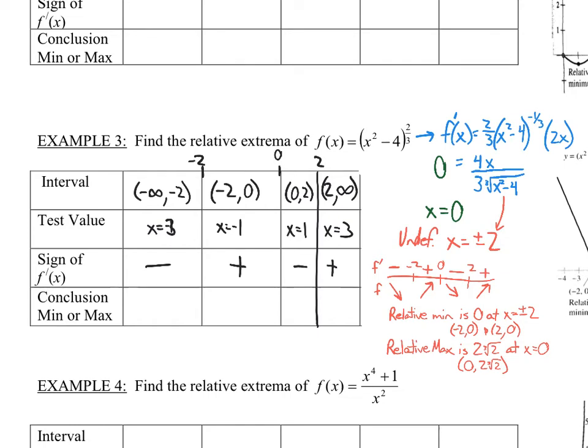The conclusion is that we had a relative min at -2, a relative max at 0, and a relative min at 2. So then we would make these same statements. The table is very similar to our sign diagram. But where it's helpful is sometimes you will be asked to state the intervals where the function is increasing.